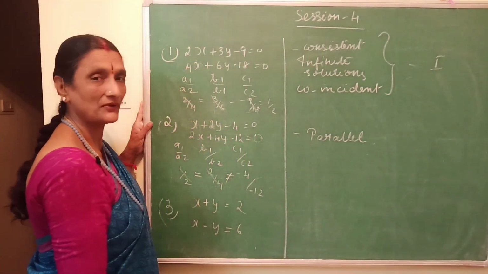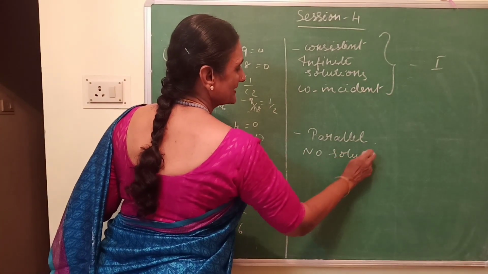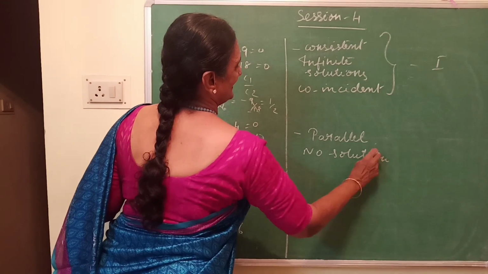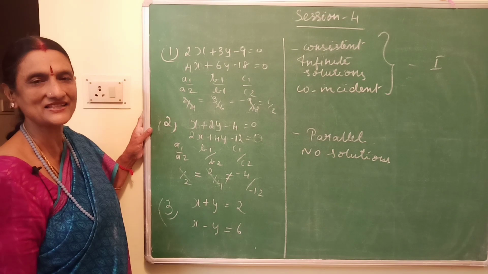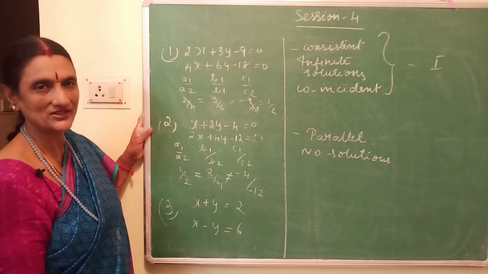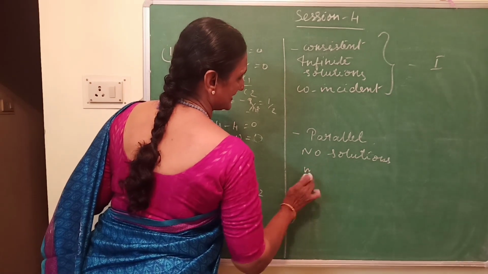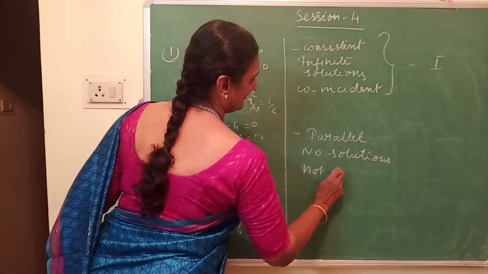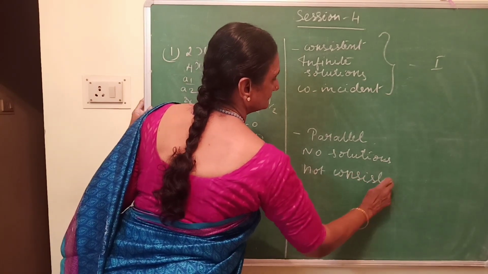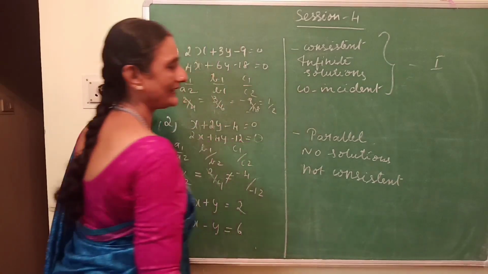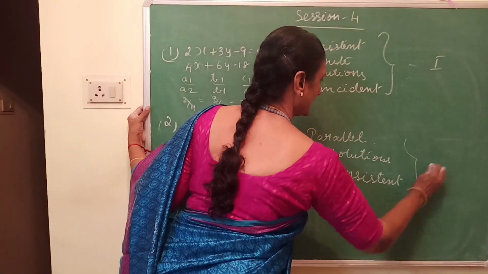And what about the solutions? No solutions. Why no solutions? Because parallel lines won't intersect. Then can you say the equations are consistent? No. Just because there is no solution, we have to write that it is inconsistent, or they are not consistent. We didn't get a consistent set of equations. So these two will go for the second.